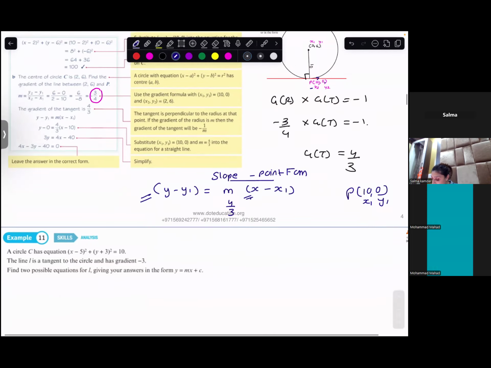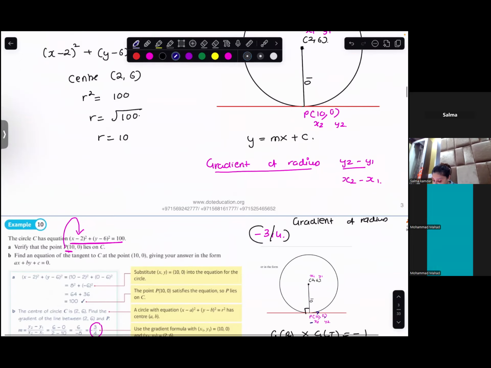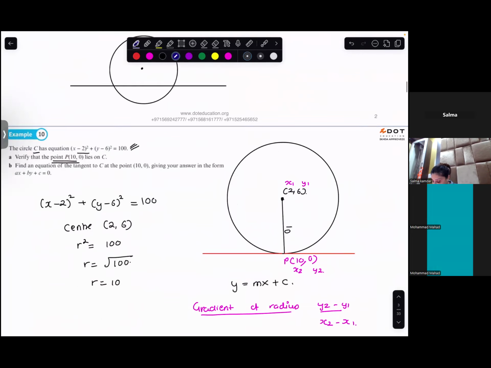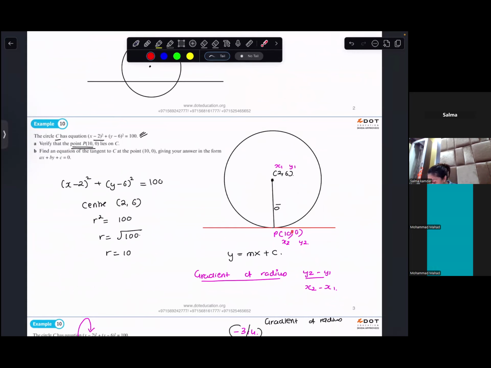Yes. So can you tell me what all we did? We found out the gradient of the tangent. How? Because we had the radius and the tangent given, we had two points. We had the point that was on the circle and the point of the center. With the help of this, what did we find out? The gradient of the tangent. First, we found the gradient of the radius. Then we found out the gradient of the tangent, the inverse reciprocal.